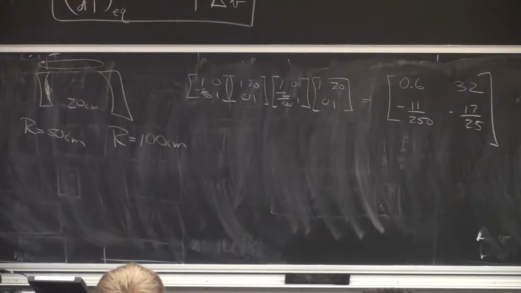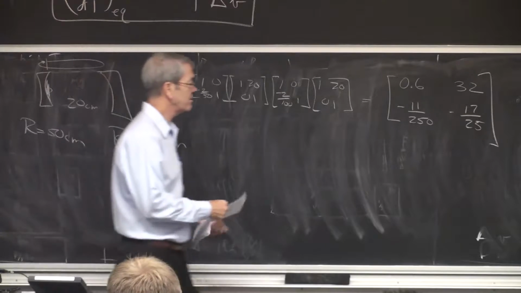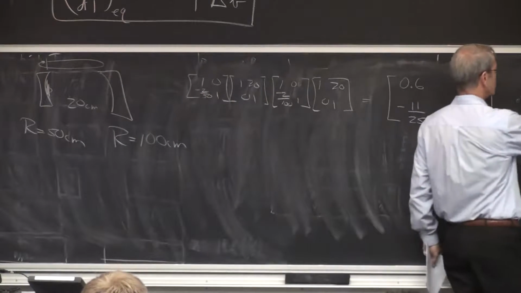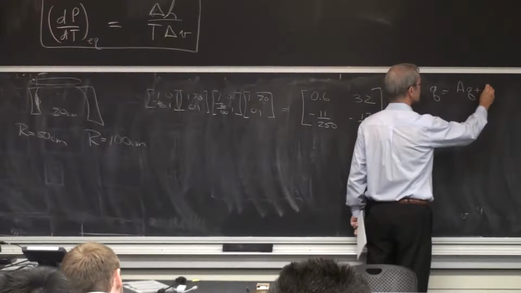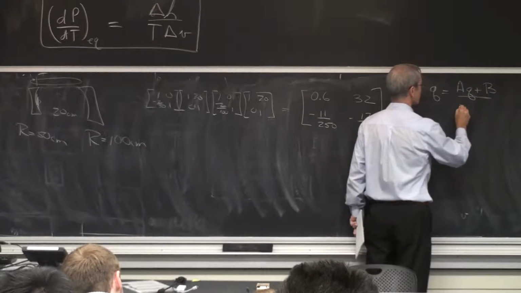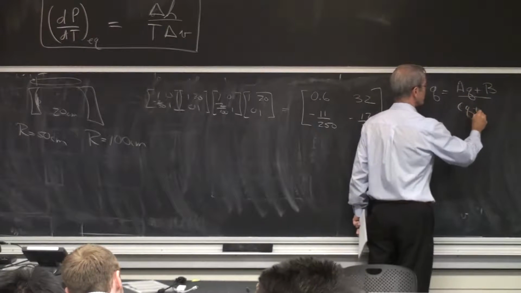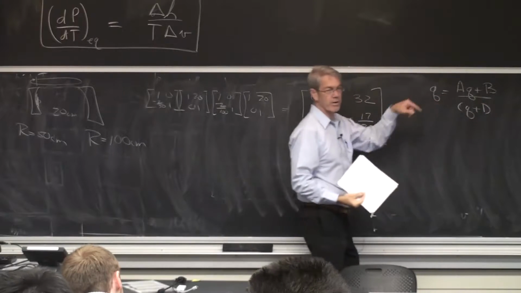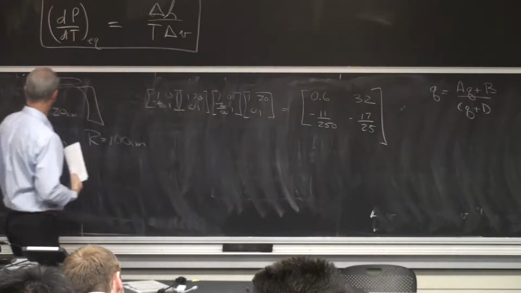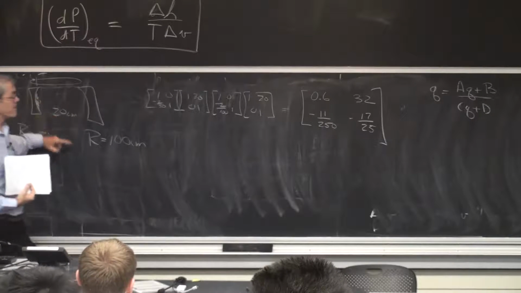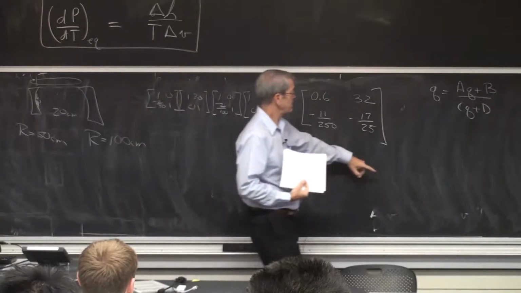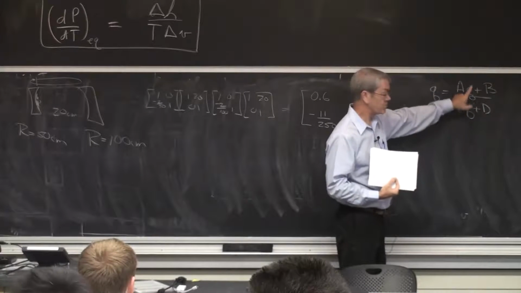Now, from that, I have to figure out what Q is. So we use the ABCD law. And remember, Q in a structure like this has to satisfy the condition that the same Q occurs on a round trip. So I start with a Q here. I do a round trip. I better have the same Q. So here's my round trip. Here's my ABCD law. Q must equal the same Q.